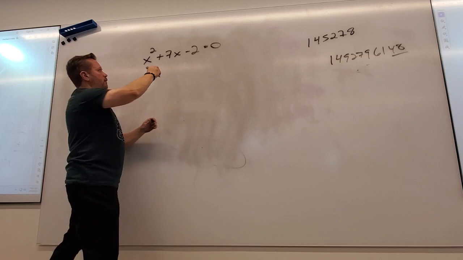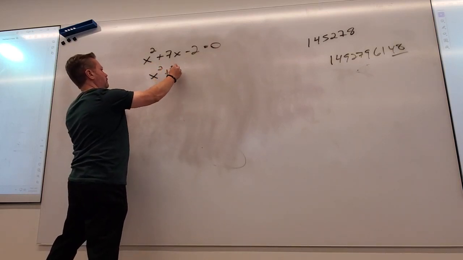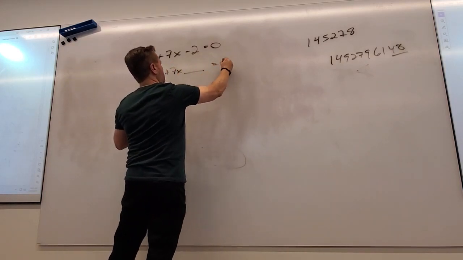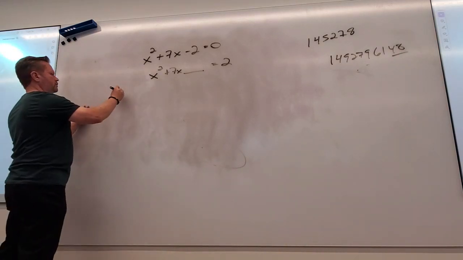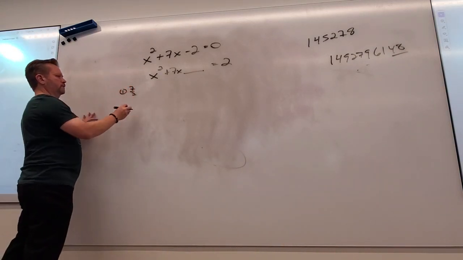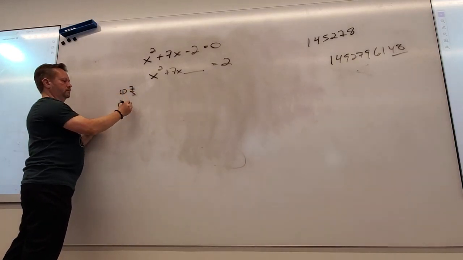Right? Blank. All right, so what are the 2 steps? Divide by 2 and square. Take the middle term, divide it by 2, 3.5, then square it.